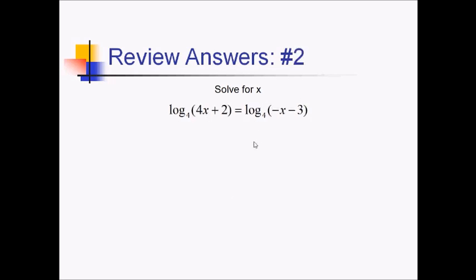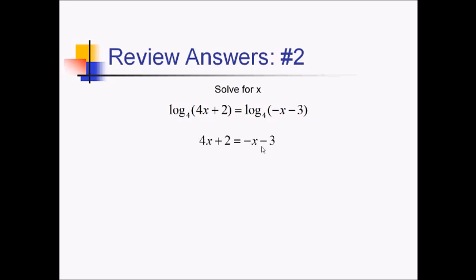In a situation like this where we have logs on both sides, as long as there is only one log on both sides and nothing else, we can basically cancel out the two logs, or you can think about it as raising this base of 4 to both sides of the equation. Either way, logs are going to cancel, and you're going to end up with whatever's inside. So 4x plus 2 and negative x minus 3. Now note that you can only do this if there's a log on both sides. If there's a log on just one side, you can't just cross off the log and call it a day.